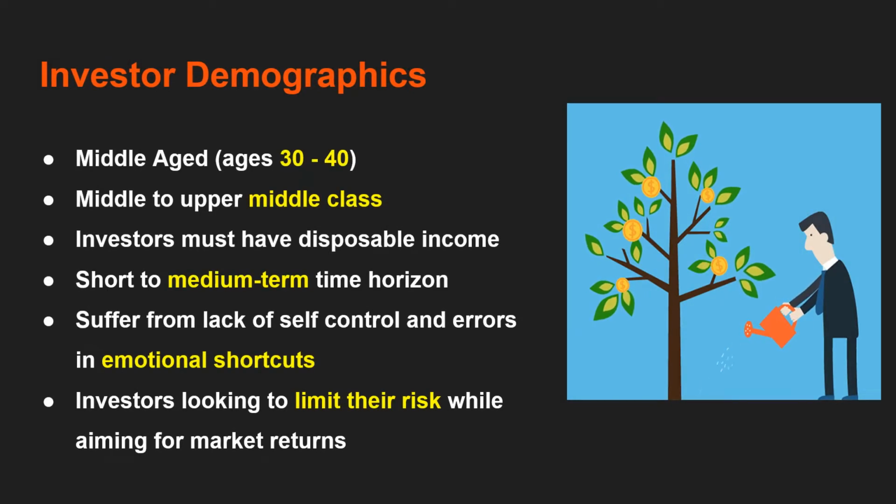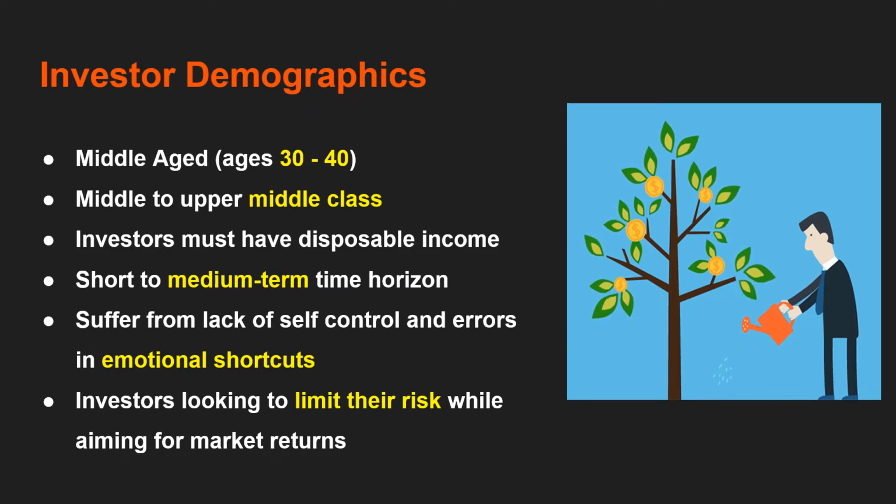The investor we're looking for is ideally a middle to middle upper class investor between the ages of 30 and 40 with disposable income. The investment strategy will have a medium to short term time horizon and does not require the investors to constantly monitor their investments and the market all day long.